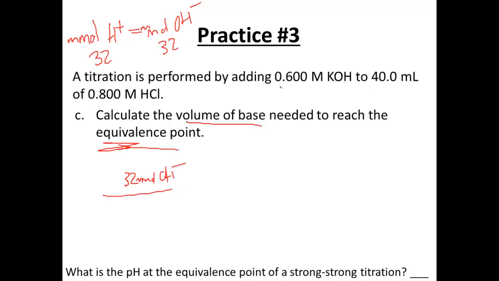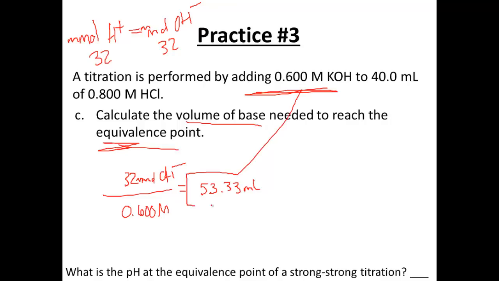hydroxide. Well, if we divide it by its concentration, we can get the volume we need. And when you divide millimole by molarity, you get milliliters. So 32 divided by 0.6 is 53.33 repeating milliliters. That's what's required of this hydroxide to reach the equivalence point.